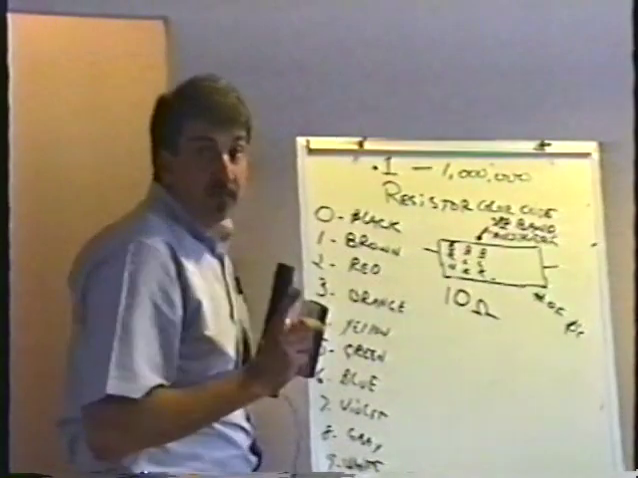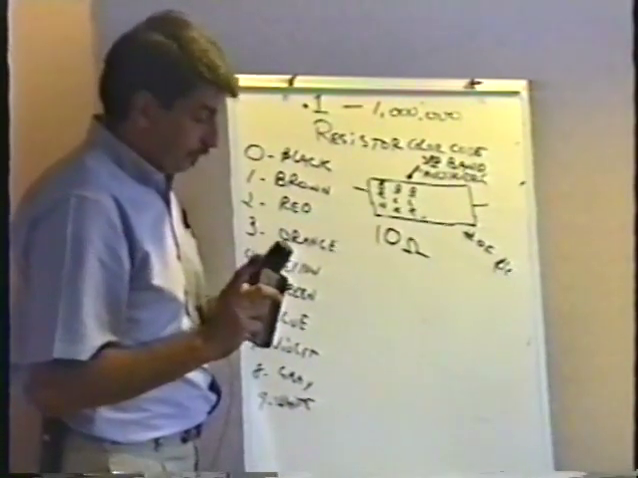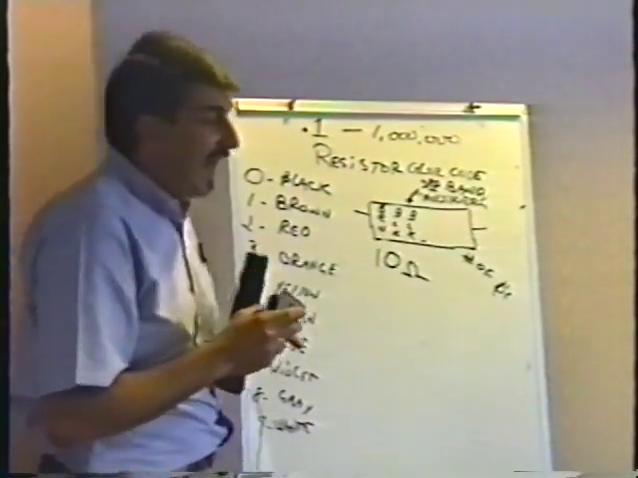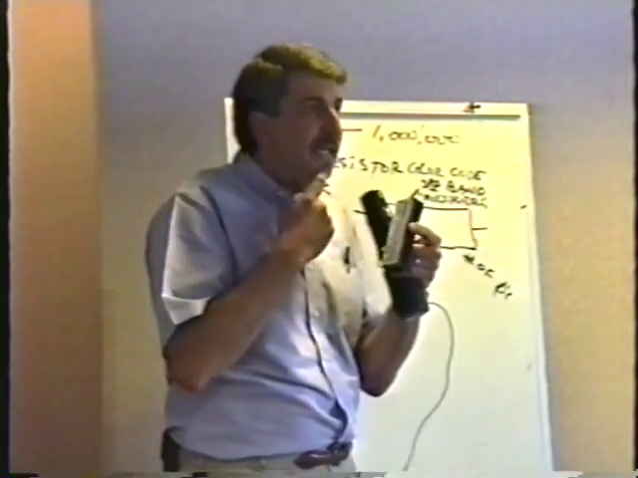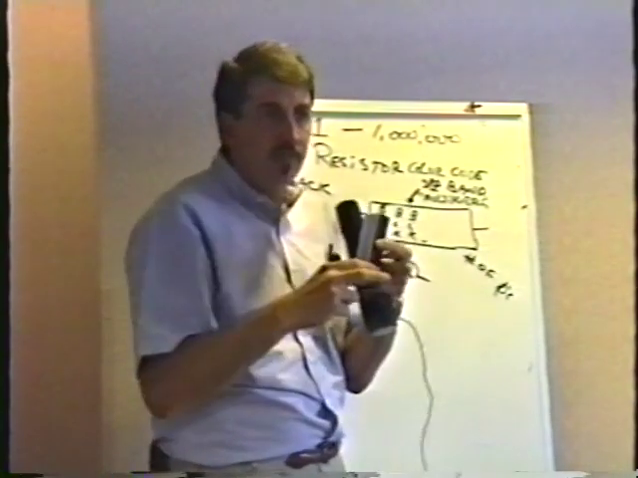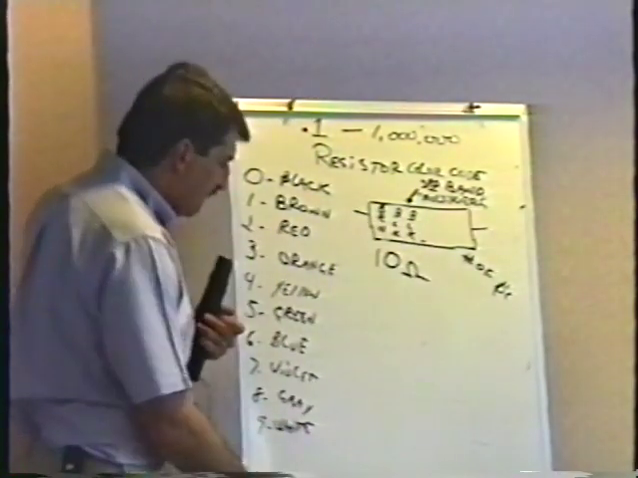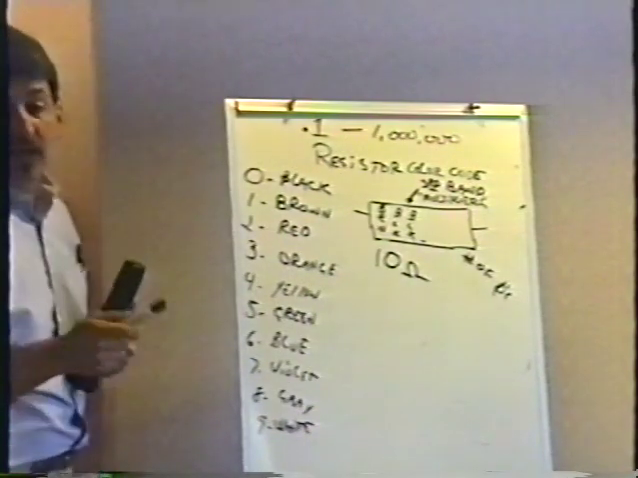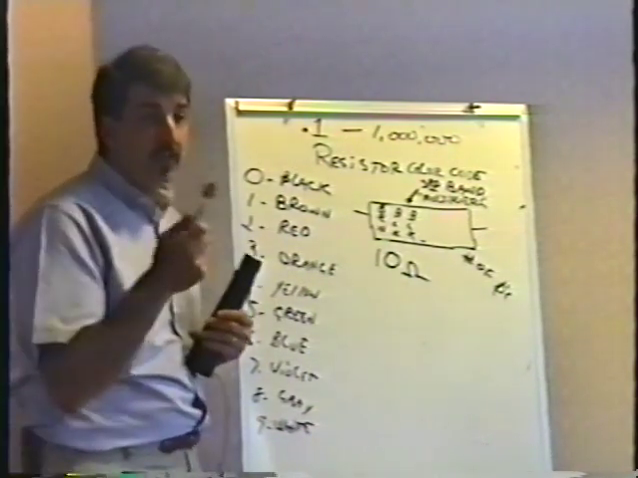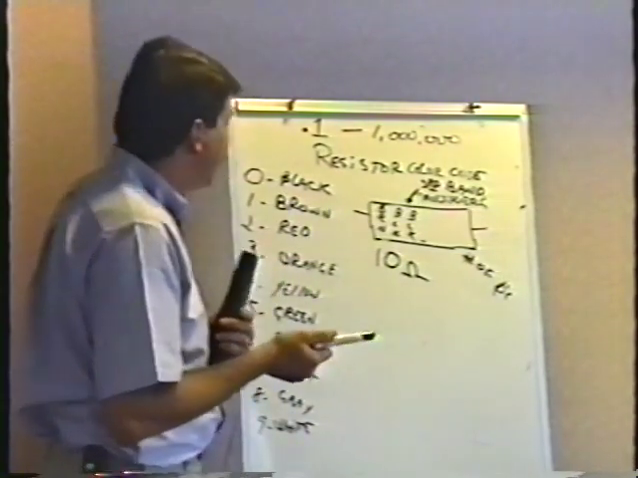So, does that make sense so far about the color code? Now, they do have these little gadgets that you can get at Radio Shack, these little thumb wheels that you can rotate to line up the colors, and it tells you what the value of the resistor is. It's really hardly necessary. It's important that you remember the color code, though, and there are a few little jingles that you can use to remember the color code.